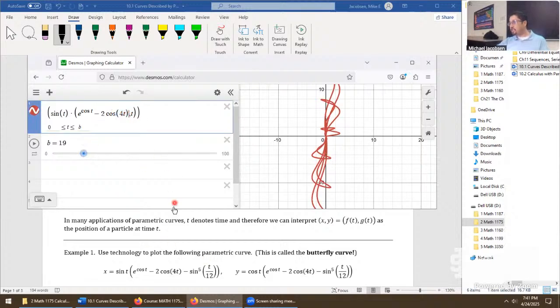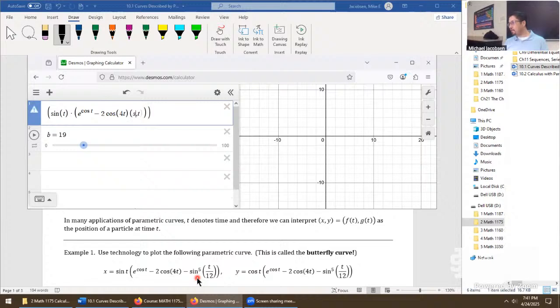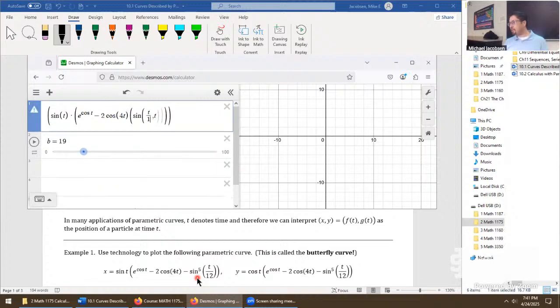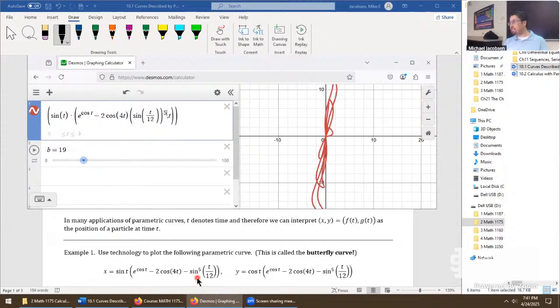Then the next part is sine power 5. For sine power 5, we got to throw it in this way. Sine t over 12. Close that parenthesis, raise it to the power 5, and it'll come out correctly. Should this be subtracted? Oh yeah, absolutely. Thanks for spotting that. A minus right there. I kind of improved the drawing a little bit with that one little change there.